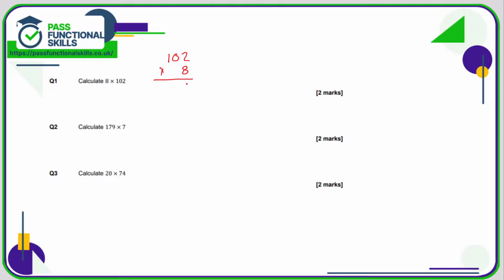8 2s are 16, 6 carry the 1. 8 times 0 is 0, plus the 1 is 1, and 1 times 8 is 8. So the answer is 816.